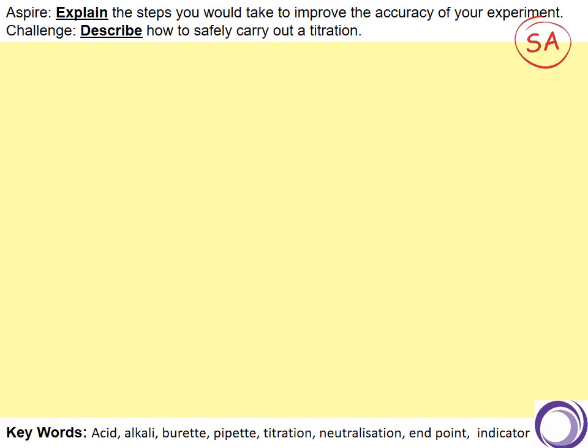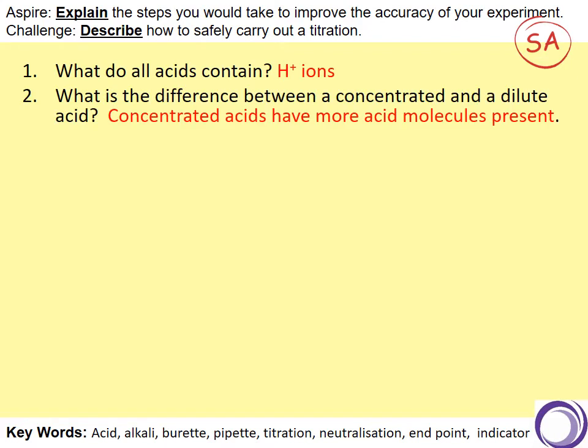That's great then. How much could you remember? So first of all, acids contain H+ ions. The difference between a concentrated acid and a dilute acid is that concentrated acids have more acid molecules present per unit volume. Concentration is measured in moles per decimeter cubed.